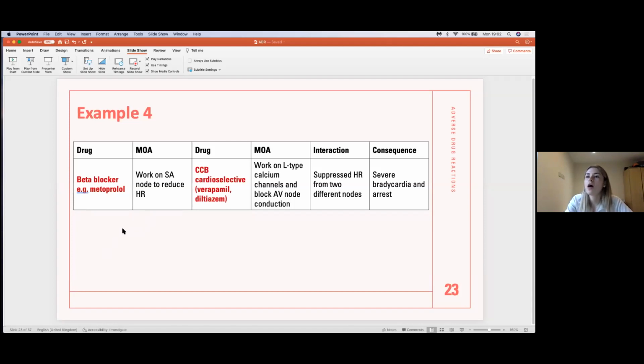So never prescribe a beta blocker and a cardio-selective CCB together. Non-cardio-selective CCBs and beta blockers can be prescribed together, but if it's cardio-selective, you can't prescribe it with a beta blocker.